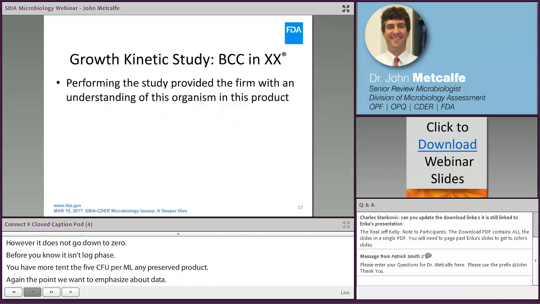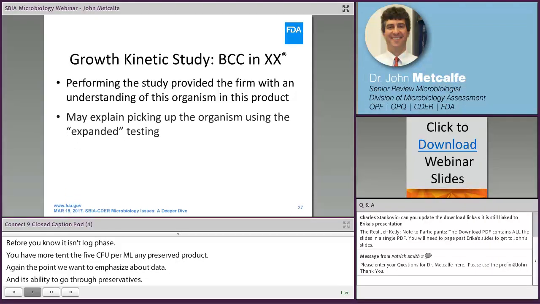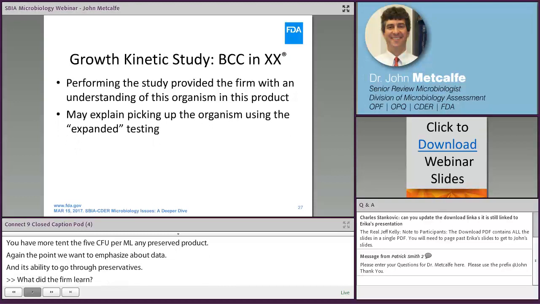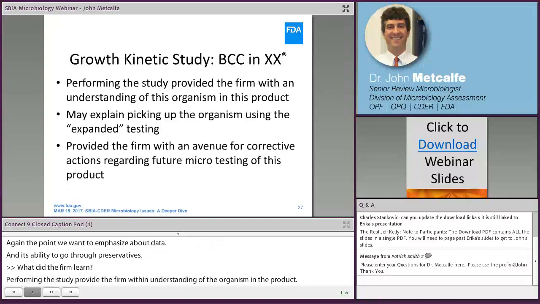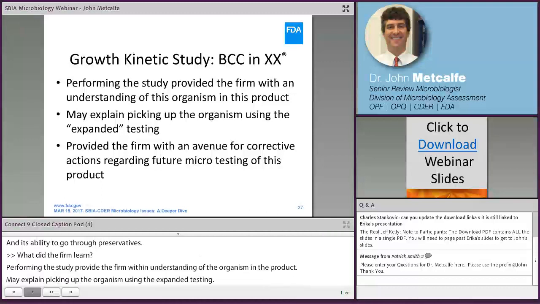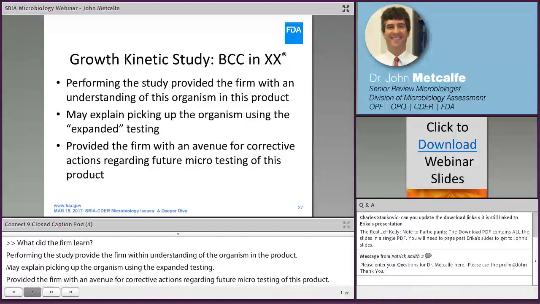What did the firm learn? This provides them with an understanding of the organism in the product. It may explain picking up the organism using the expanded test. I'll elaborate more on that in a moment. It provided the company with an avenue for corrective actions regarding future micro-testing of this product. We'll see that in a moment as well. But I'm emphasizing here, doing this study taught the firm a lot.